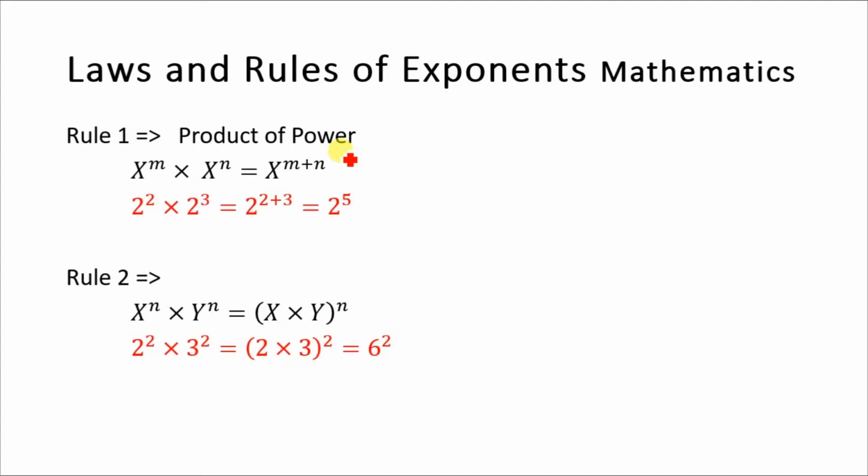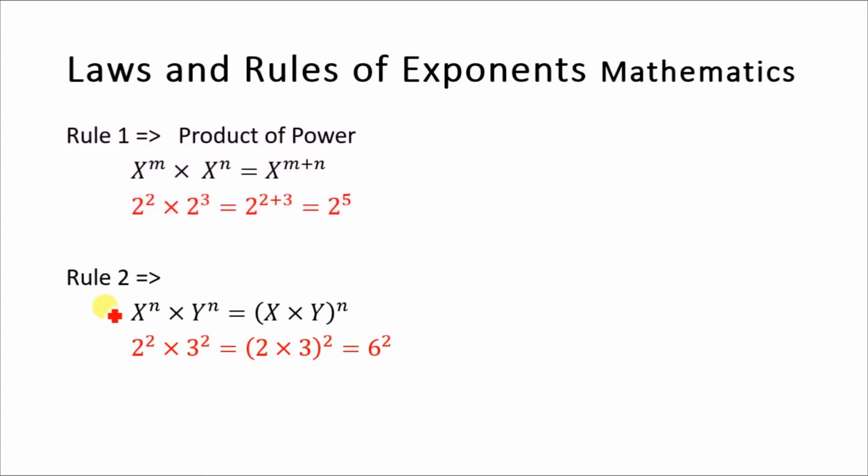The first rule is also known as the product of powers. If we have two exponents, for example x power m multiplied by x power n, and these both exponents are in multiplication with each other, then its solution will be x power m plus n. We will simply add the powers of these two terms, and we will get a new term which will be x power m plus n. For example, if we have 2 square multiplied by 2 power 3, then its solution will be equal to 2 power 2 plus 3, or 2 power 5.